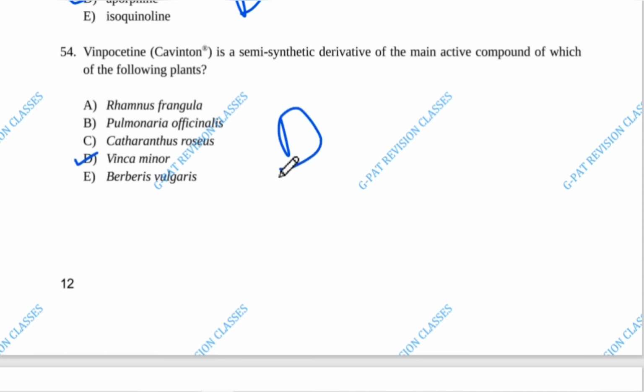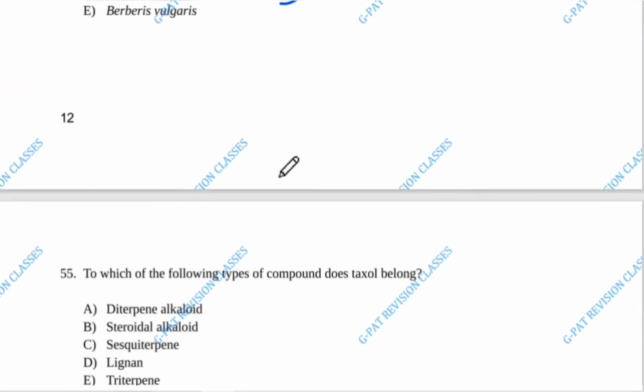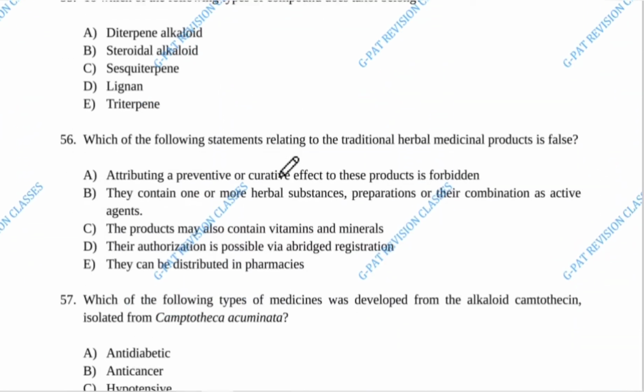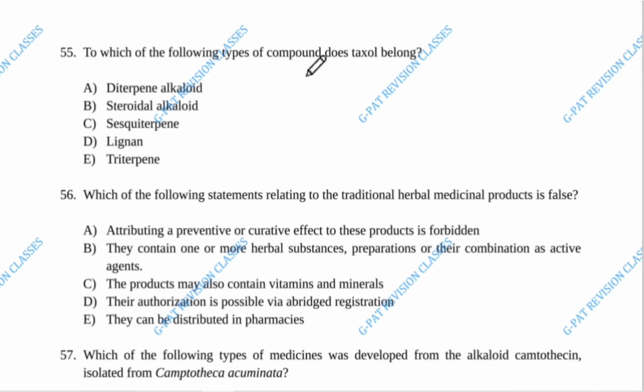Next is question number 55: to which of the following types of compound does taxol belong? The answer is A, diterpene alkaloid.